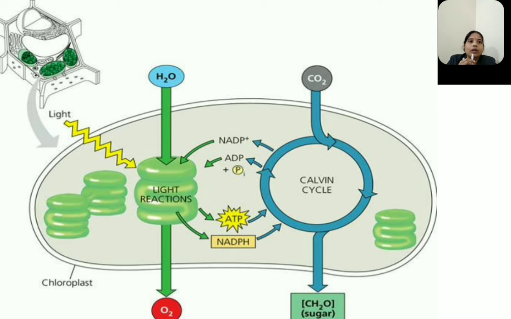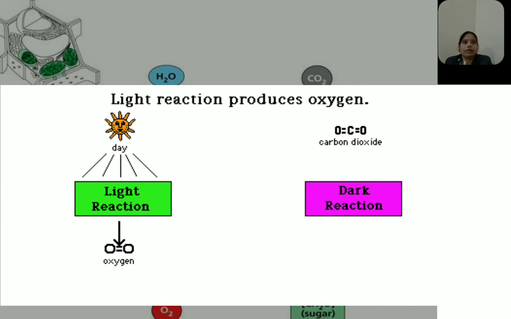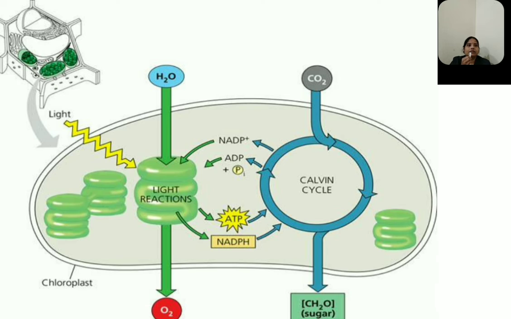So today we discussed only the Calvin cycle. This diagram shows the interdependence of light and dark reaction. There are two phases of photosynthesis, the light reaction and the dark reaction. The light reaction of photosynthesis occurs in the grana and the dark reaction takes place in the stroma.